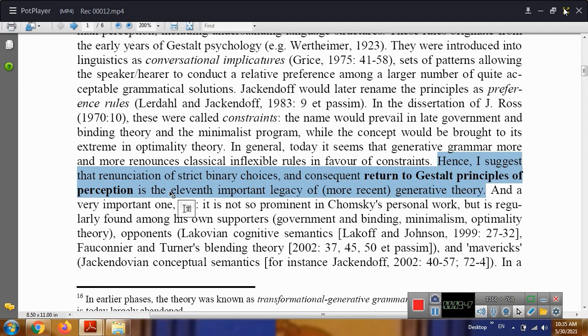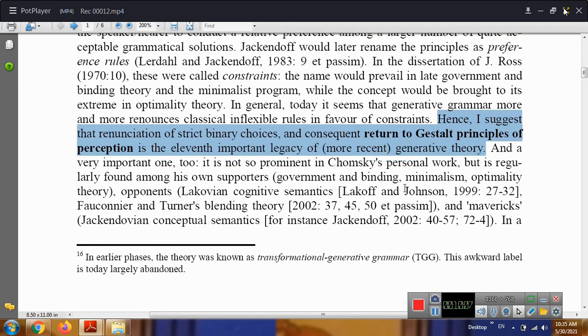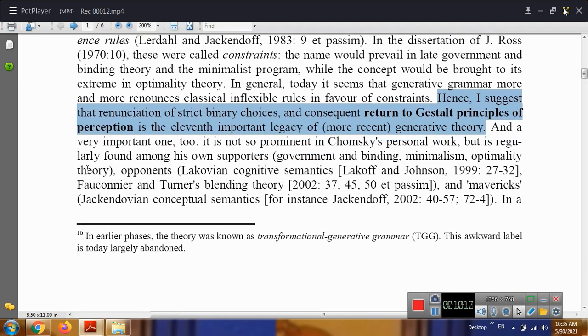The element one is that renunciation of strict binary choices and consequent return to Gestalt principles of perception. It is another important legacy of generative theory. You should know this matter, the definition.